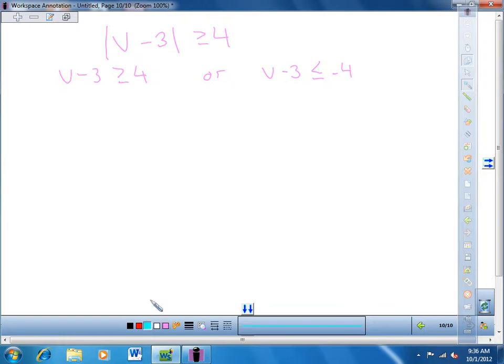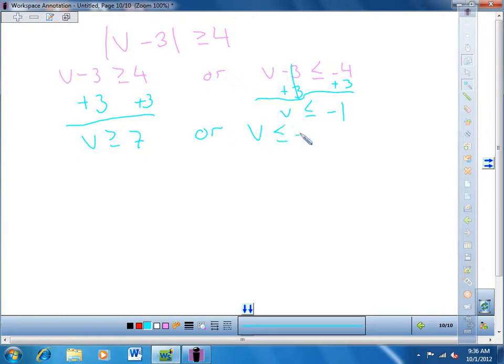So now I'm going to add 3 to both sides, plus 3, and I get b is greater than or equal to 7, or b, I'm going to add 3 over here, add 3, or b is less than or equal to, what's negative 4 plus 3? Negative 1. So b is less than or equal to negative 1.